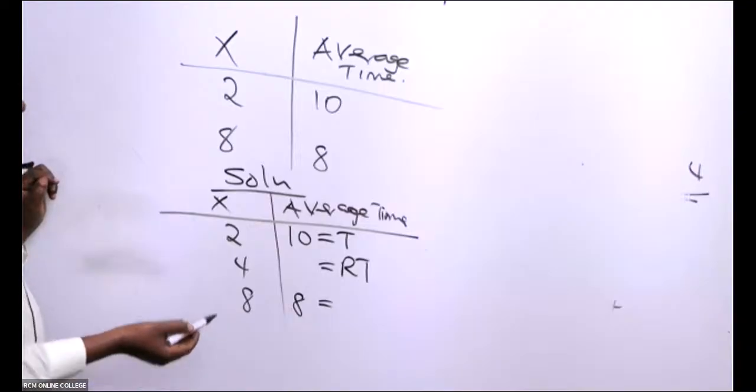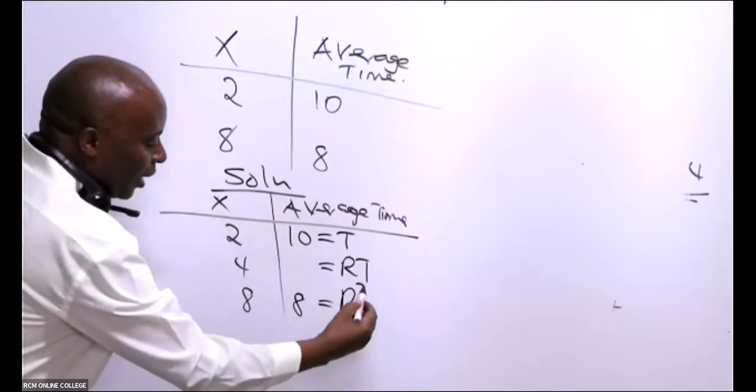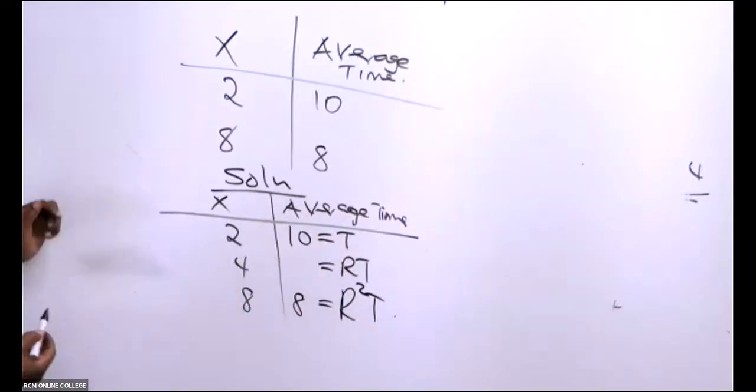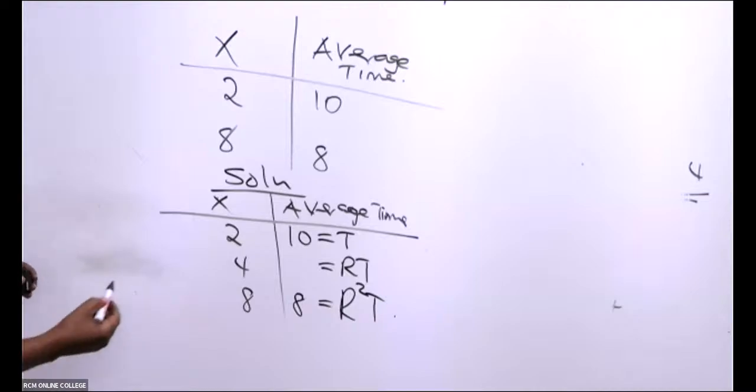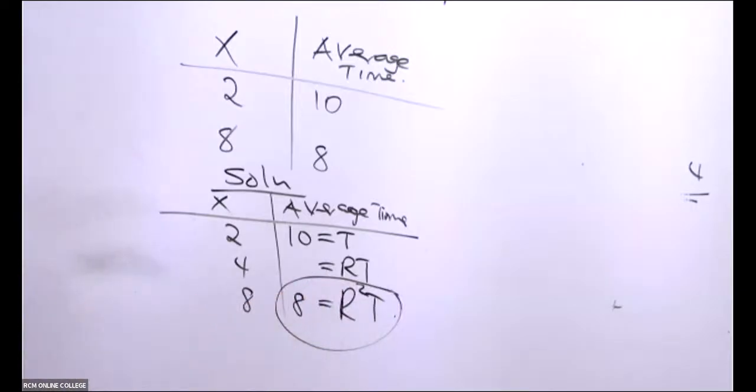Wrong. You see, keep on introducing R. So it becomes what here, somebody? R squared T, like that. It becomes R squared T. And now this being the last one, you should be able to use this to get the value of what here? R.